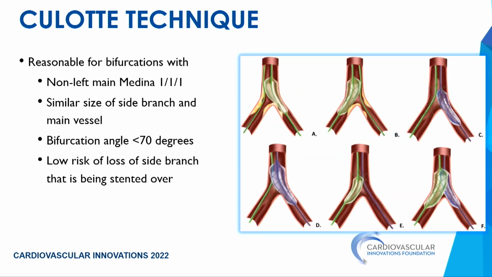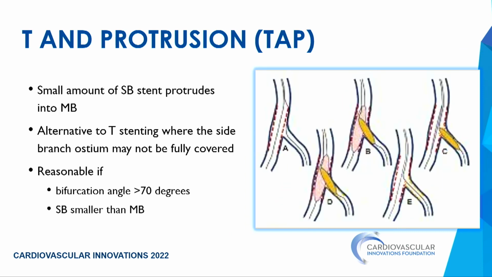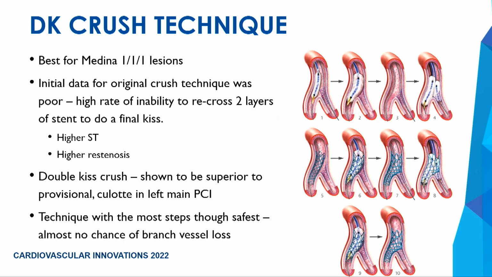And then finally, we'll talk about DK crush technique, and really this is kind of my go-to technique for two-stent bifurcation approaches. Really good for Medina 111 lesions. The initial data, like I said, was fairly crummy for the original crush technique, but again, it's because of difficulty crossing through two layers of stents, and oftentimes these were bare metal or Cypher stents, which you were never going to get across.